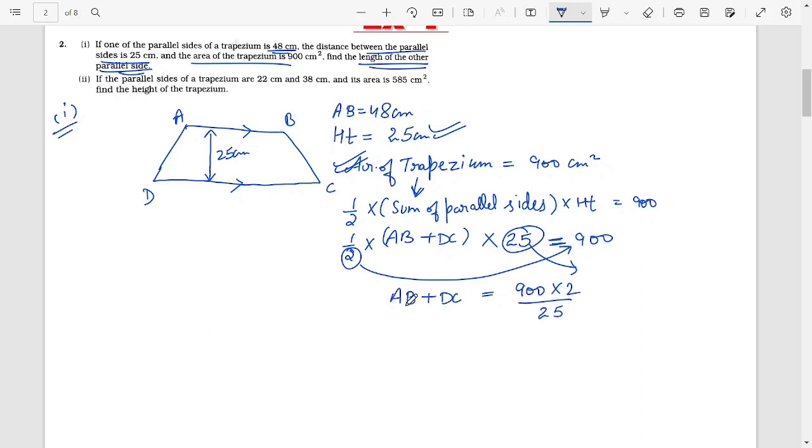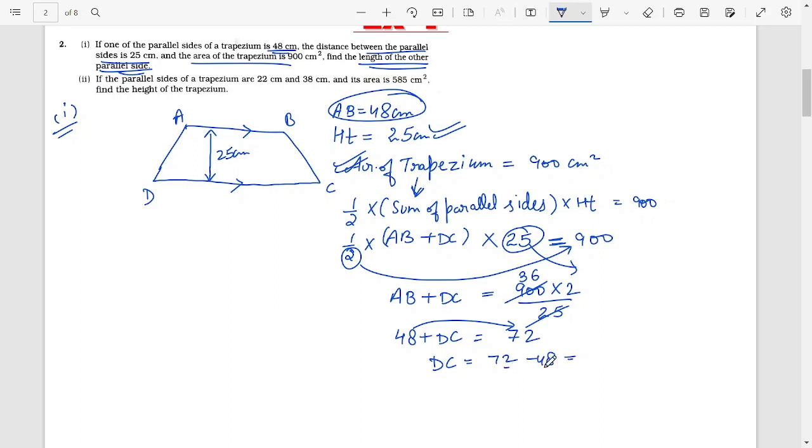Now what we will do? AB plus DC is coming on the left hand. What about AB? AB is given in the question. AB is 48. DC we have to find. Now we will cut them. 25 3s are 75. When we will subtract 75 from 90, we will get 15. Remainder will be 15. 15 and 0 will become 150. 25 6s are 150. So here 36 into 2 we are getting 72. Now 48 will come on right hand. So DC will be 72 minus 48.